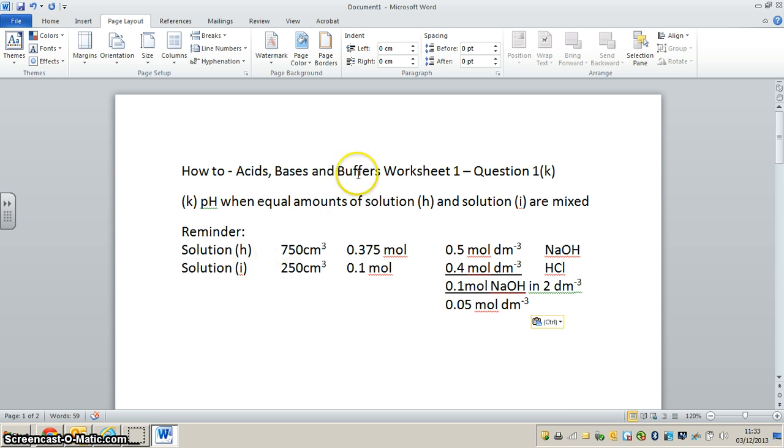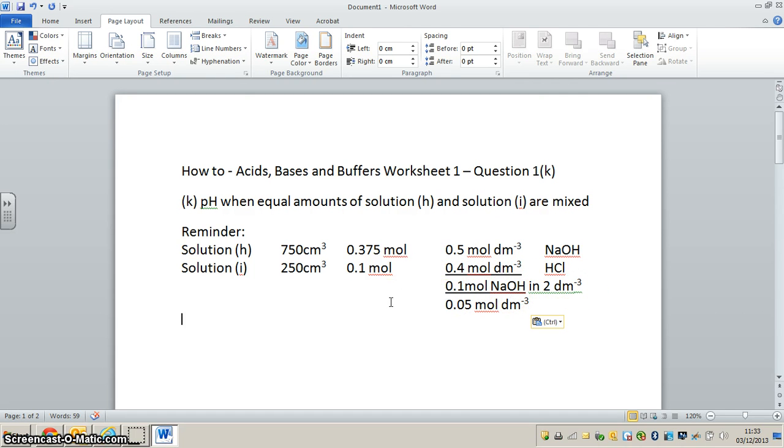So there we go. What's happened is I've put a decimeter cubed of the acid into a decimeter cubed of the alkali, and 0.4 moles of hydrochloric acid has neutralized 0.4 moles of sodium hydroxide. So I've got 0.1 moles of sodium hydroxide left. Effectively I've taken this number away from this number, but that's now in 2 decimeters cubed.